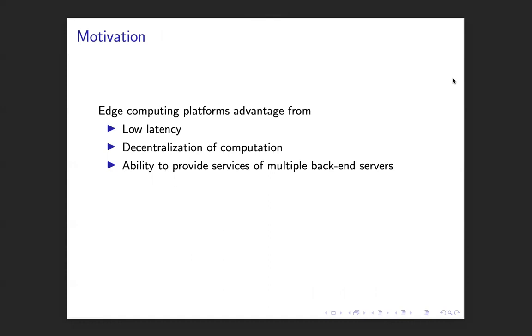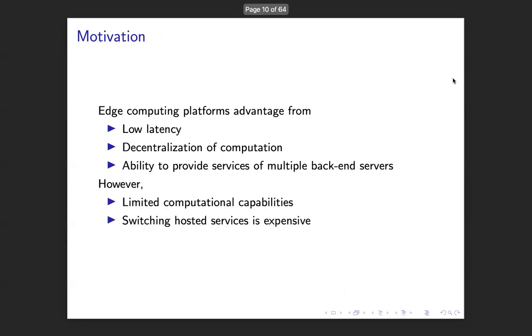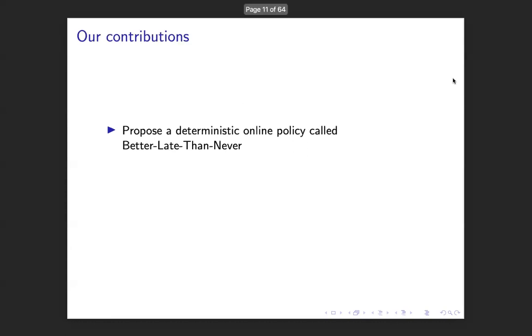The edge computing platforms benefit from the following. They have low latencies because of closer proximity. There is also decentralization of computation, and each of the edge servers can host services from multiple backend servers. However, this comes at a cost. Edge servers usually are limited in their computational capabilities, and switching the hosted service is very expensive, both in terms of time and computation load.